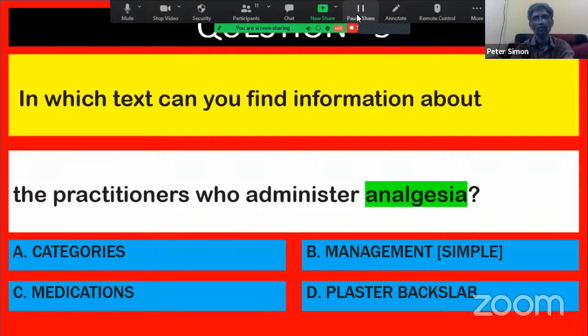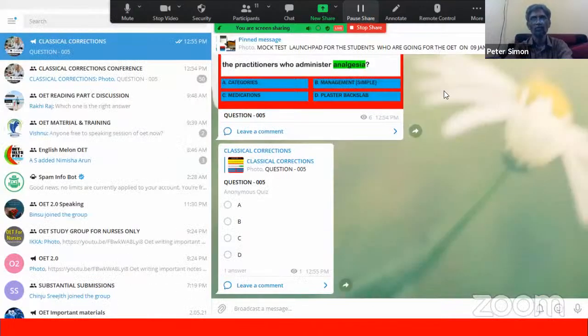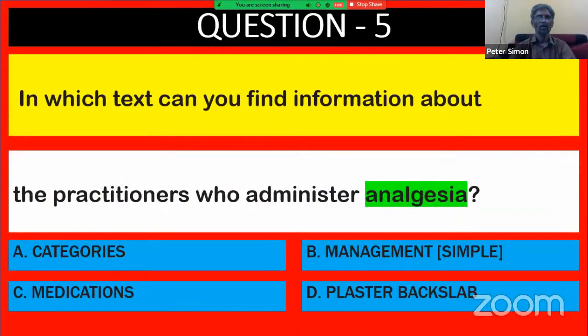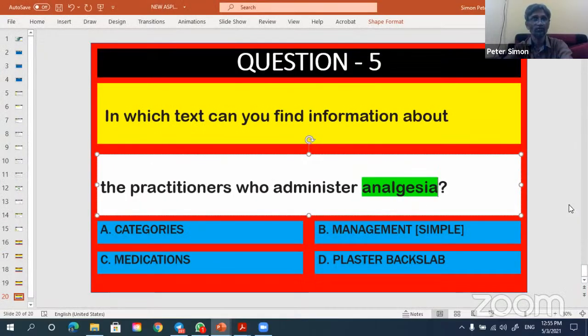Analgesia. Okay. Analgesia is related to what? Fifth question. What do you mean by analgesia? Then you will understand it very clearly. One word is enough. Next one, sixth question.